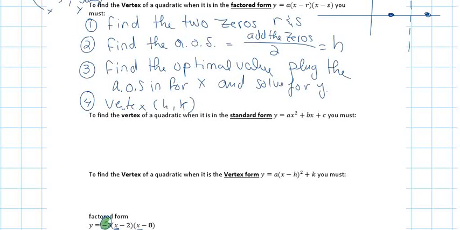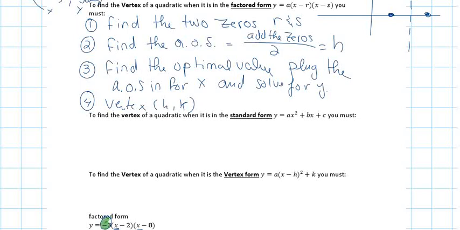Okay, now if we don't have it in factored form and we have it in standard form, but we're still looking for that vertex, what do you think we should do? Now you have to complete the square. What do you think we should do here?